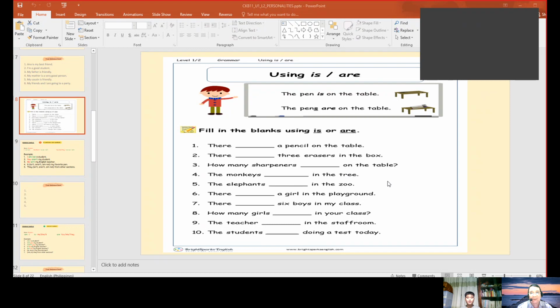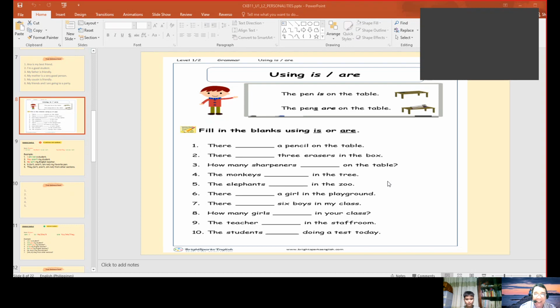We use is with the thing that has only one. Use are, we use are if we're talking about two or more things. Right? Okay, so that's good.